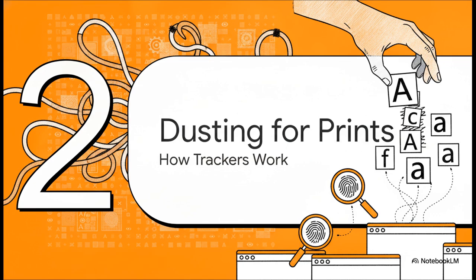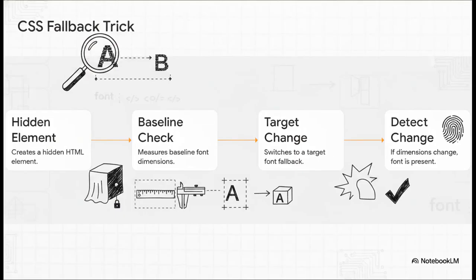Which brings us to part two, how the trackers dust for prints. So, you might be wondering, how are websites secretly extracting your font list without ever asking for your permission or triggering a warning? Well, they use a few brilliant techniques, the most common being the CSS fallback trick. And they have to use a trick because basic browser security prevents a website from just asking your operating system for a list of files. They aren't allowed to do that.